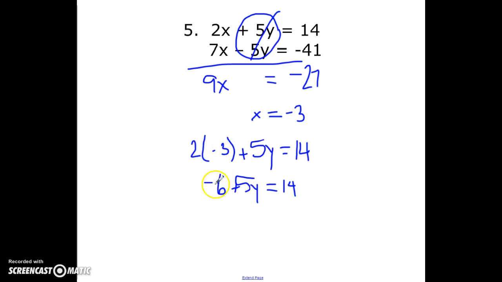So 2 times negative 3 was negative 6. Add that to both sides. 5y is 20, so y equals 4. So then my solution would be negative 3, 4.